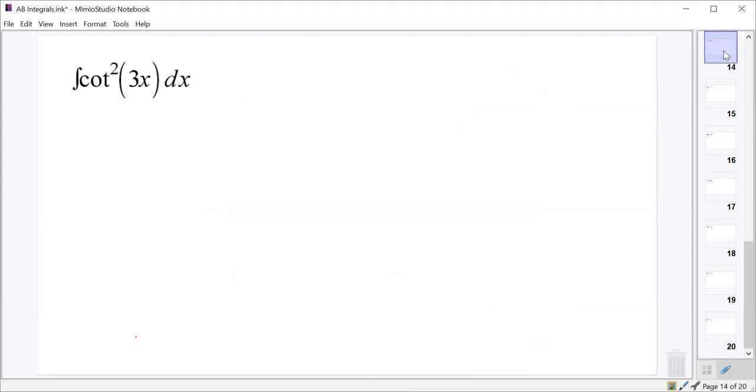Any thoughts on cotangent squared 3x? Make it in terms of sine and cosine. Okay. So let's take a look at that. Cosine squared 3x over sine squared 3x, right? And then what are you going to do? Maybe u equals 3x, probably not going to work. Yeah, u equals 3x isn't going to work, because if u is 3x, I'm still going to end up with cosine squared u over sine squared u, which we still cannot integrate.